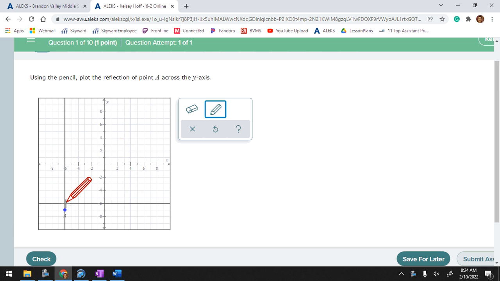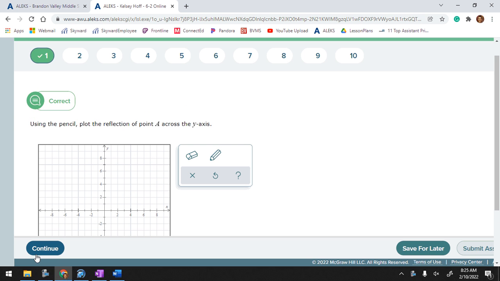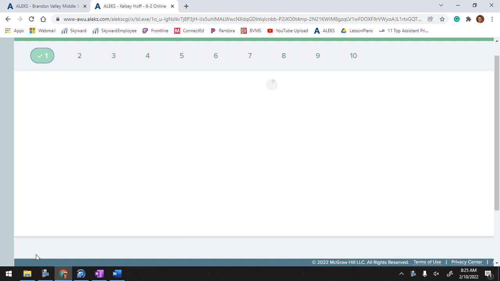So I'm going to put the pencil on point A, and I'm going to go, okay, 1, 2, 3, 4, 5, 6 to get to the y. 1, 2, 3, 4, 5, 6 on the other side, and then I can check it. Okay, so some are very, very simple.